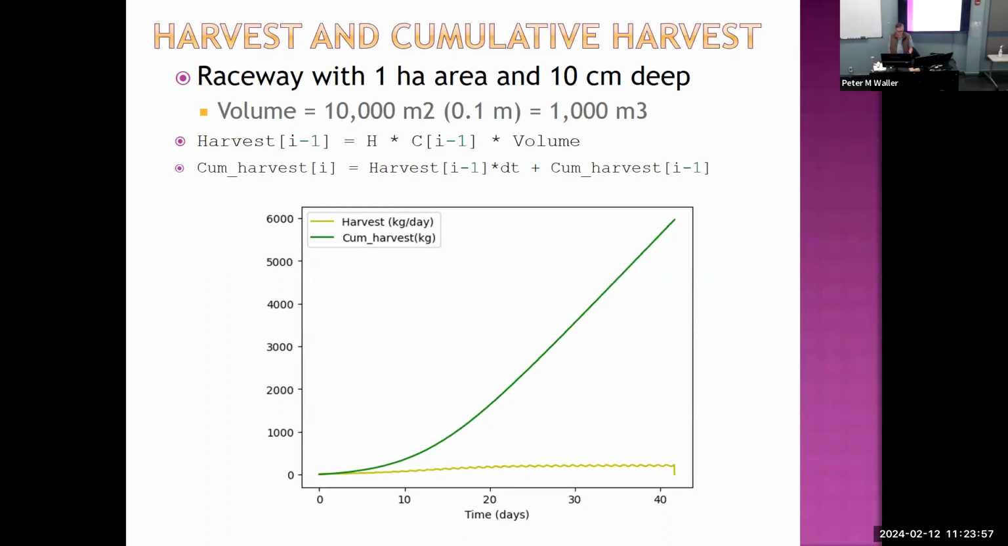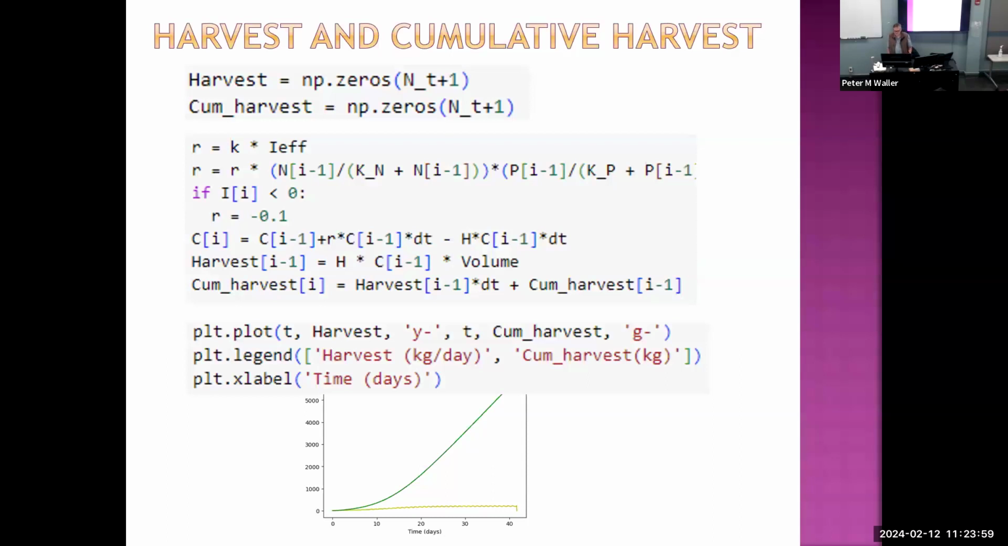Okay. So here are the arrays. And so we have our harvest array that we're adding in, np.zeros, our cum harvest array, np.zeros. And we're adding in these harvest statements, very simple. Just right after you calculate the concentration, just add in the harvest statement and the cum harvest statement. And then for our plot, we just have T versus harvest and T versus cum harvest.